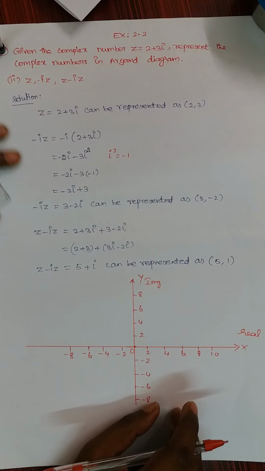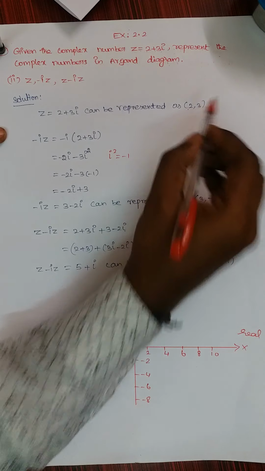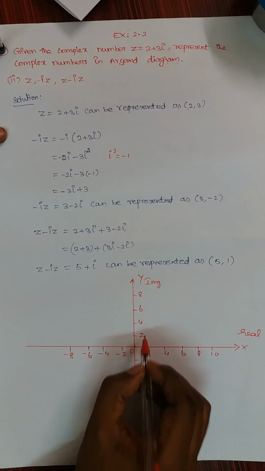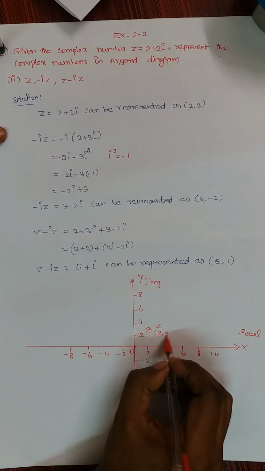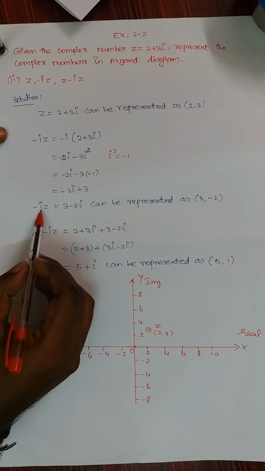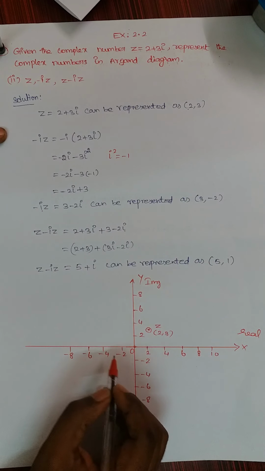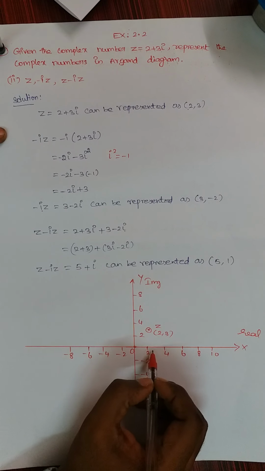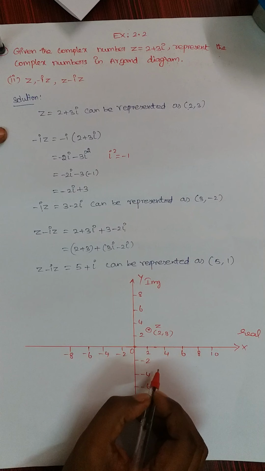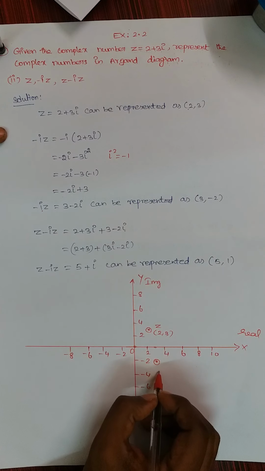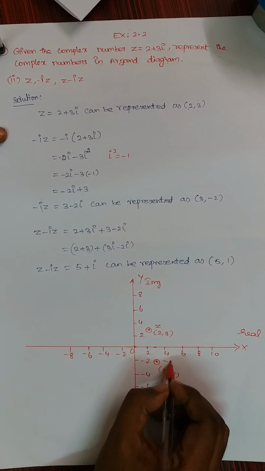Now I am going to plot the coordinates. What? The z coordinate is 2 comma 3. So 2 and 3. So this is the z coordinate, 2 comma 3. The next one, minus iz: coordinate 3 comma minus 2. Here 3, minus 2. So this is 3 comma minus 2. This is the minus iz coordinate.